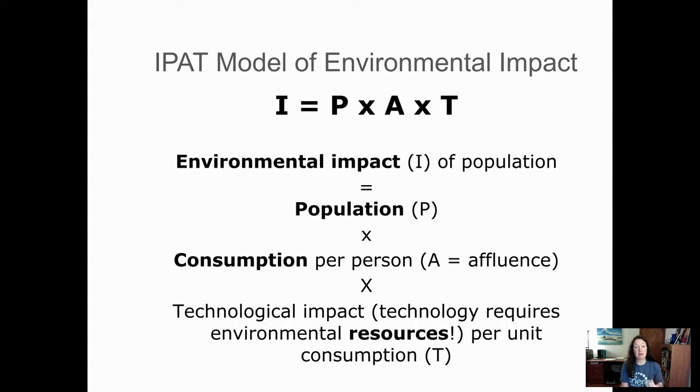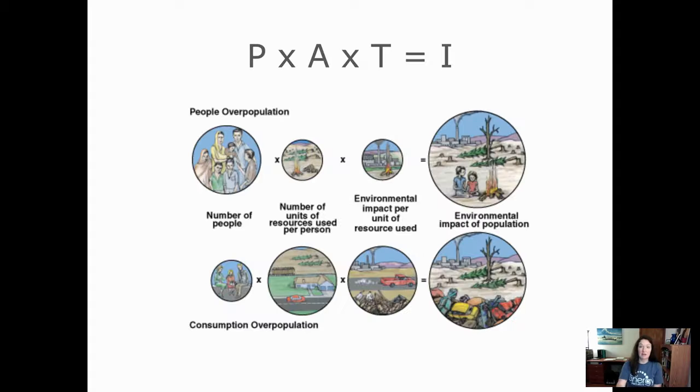And then the other factor that determines the environmental impact is the technological impact. So technology requires environmental resources. Think of the Industrial Revolution requiring coal and other fossil fuels to make energy and other resources. So technology can be harmful, but technology can also be useful. You can make things more efficient. So technology impact could be a negative or a positive impact. But all of those things together, the population, the affluence, and the technology, go into the ecological footprint of a population, or the environmental impact, or I.